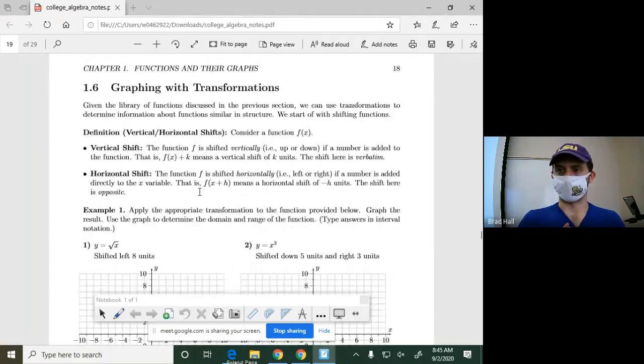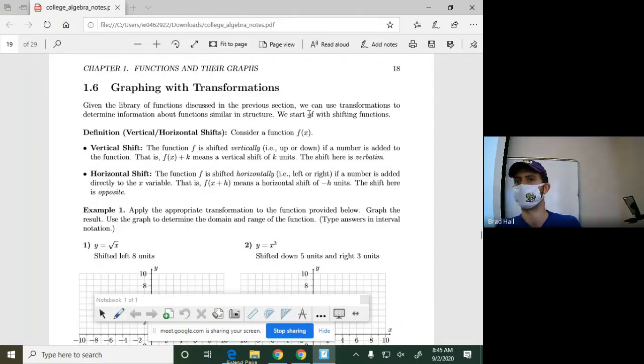graphing with transformations, which definitely will be on tests in the future, and will definitely be prevalent for other sections in the future. Transformations come up quite a bit, and they are directly related to the library of functions that we talked about in the previous section.